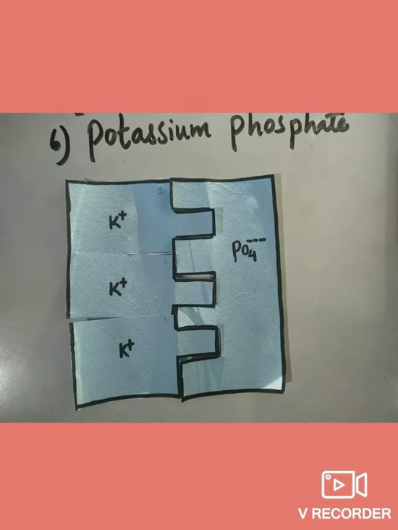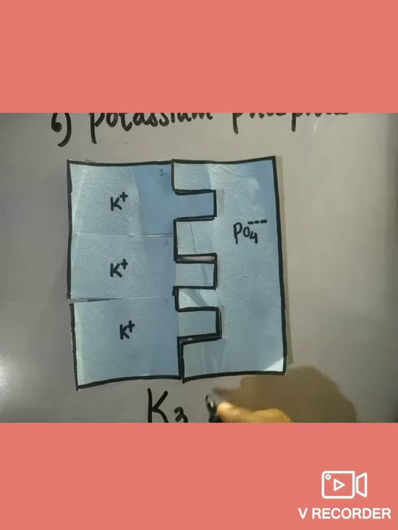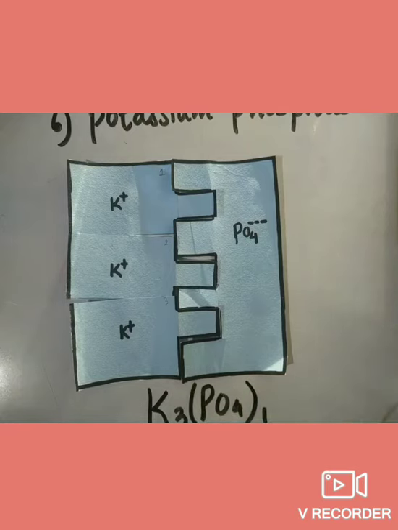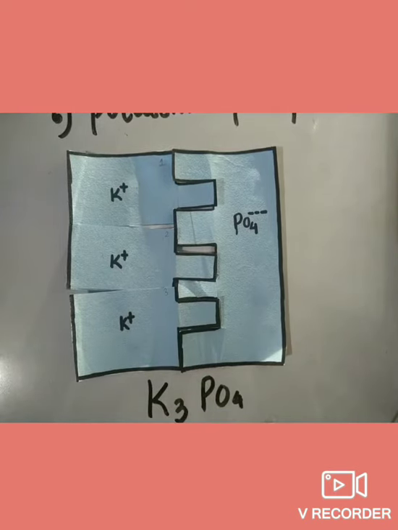So to make this compound, I need to take 3 potassium. So K3 and only one phosphate. The phosphate formula is PO4. I have taken only one phosphate. So I can write one, or if I don't write one, that's okay. It is understood that there is only one phosphate. So the formula for potassium phosphate would be K3PO4. Okay. So this is how we can remember the formula of each and every compound. Thank you.